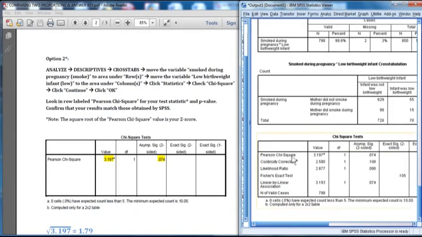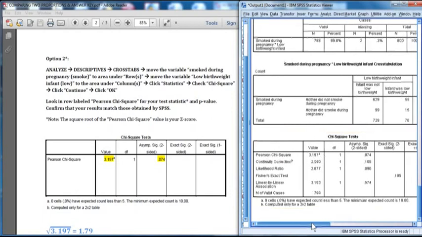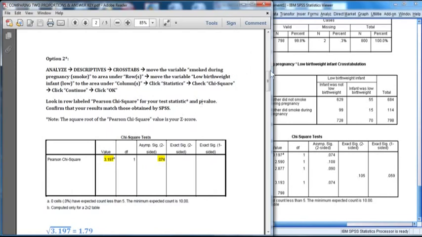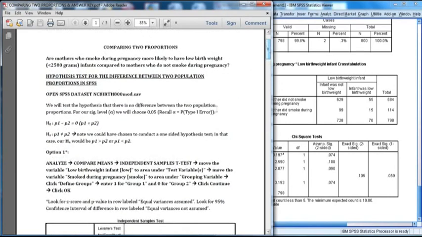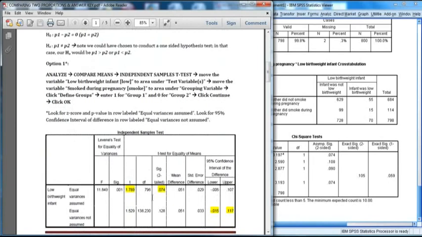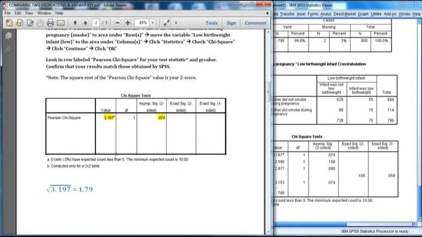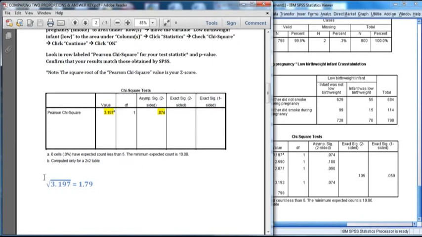If you see in the first row here, Pearson chi-square, we have a value of 3.197 for our chi-square statistic, and our p-value of 0.074, which is the identical p-value that we got from our independent samples t-test. So the chi-square statistic, we have to take the square root of that in order to get our z-score. So just keep that in mind.